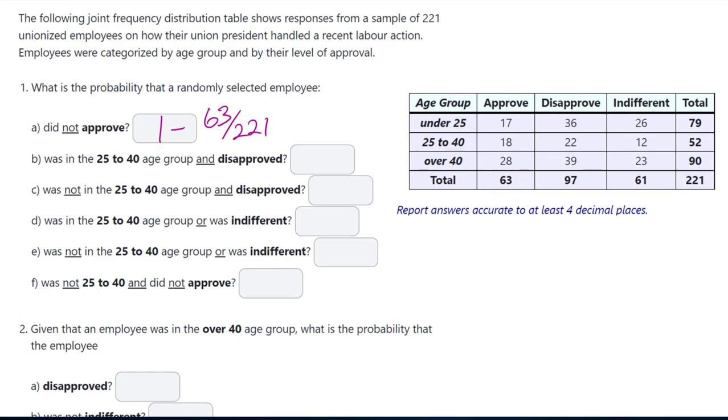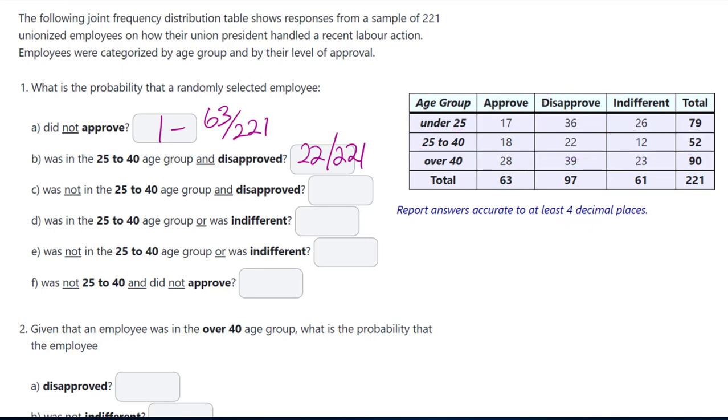Now, in the 25 to 40 age group and disapproved. So we're looking for the intersection of those two. So we're looking at 22 divided by the total 221.